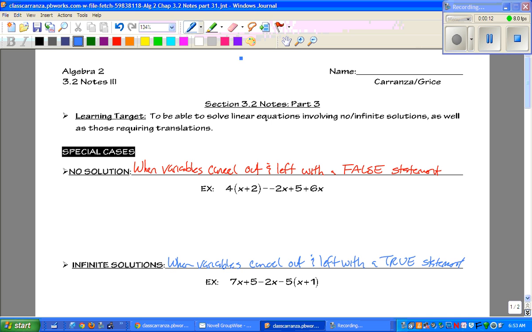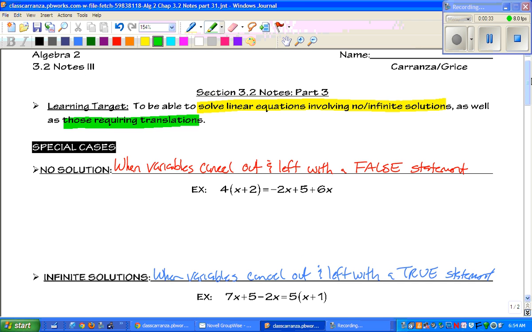Today our learning target is to be able to solve linear equations involving no and infinite solutions, as well as those requiring translation. So we're going to be working on two different things today. Let's start with our special cases.